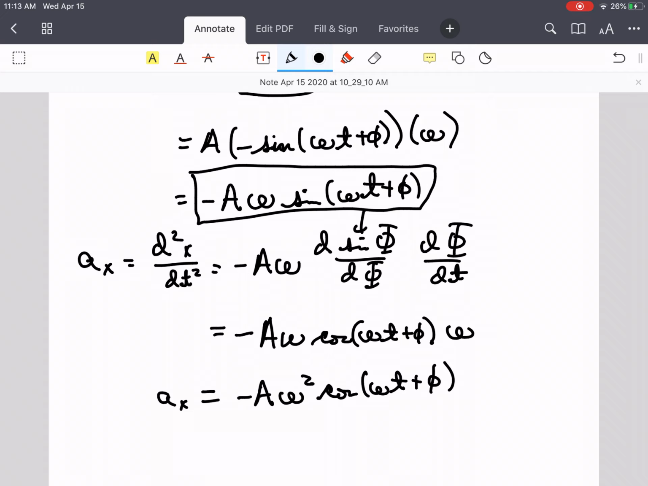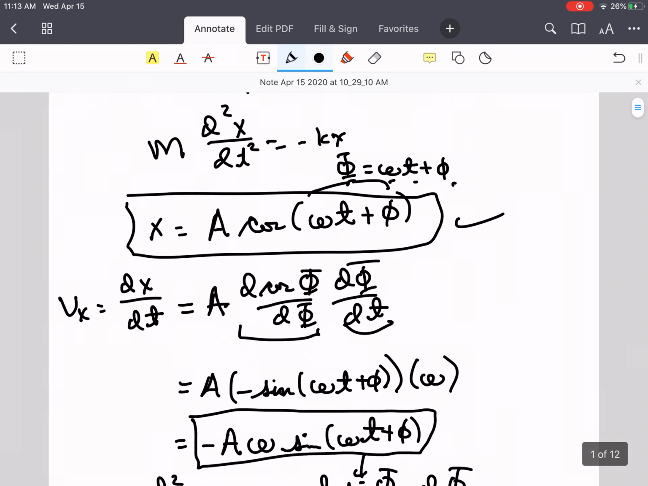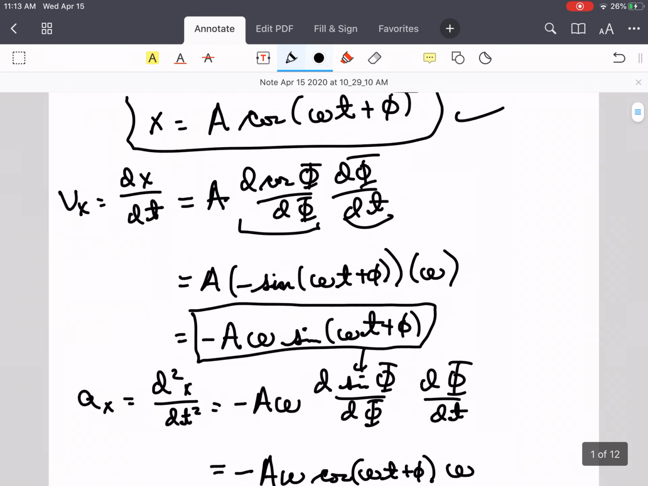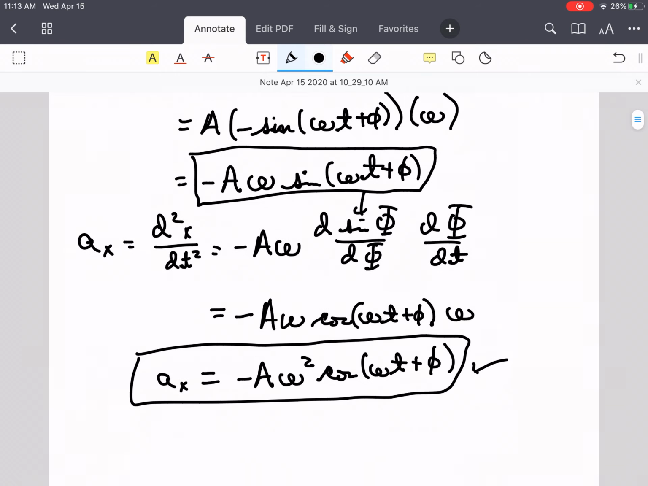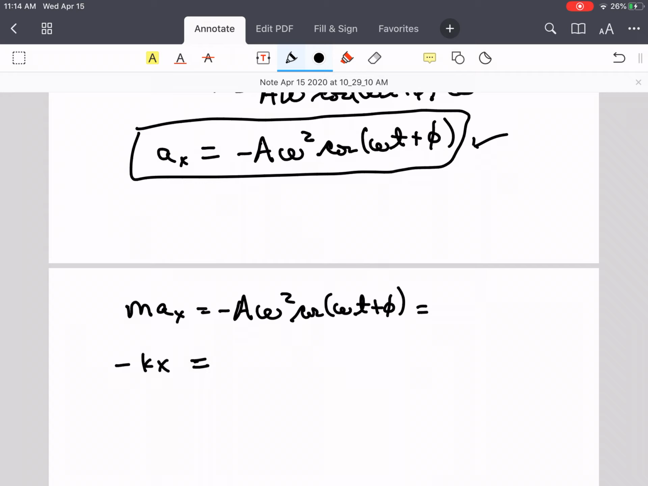Now I have the acceleration. I have my guess for x itself. And now let's just go ahead and plug these into my Newton's equation. Mass times acceleration is equal to negative k times x. So I have mass times acceleration, that's negative A omega squared cosine omega t plus phi is equal to negative k times x, which is just negative k times A cosine omega t plus phi.